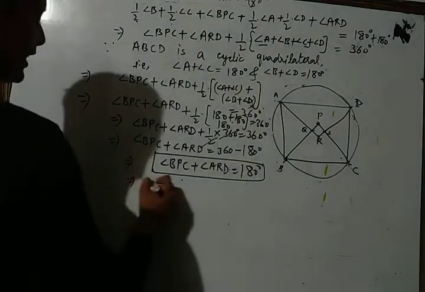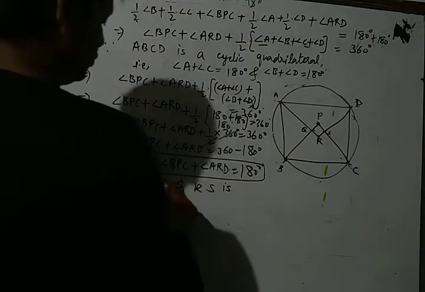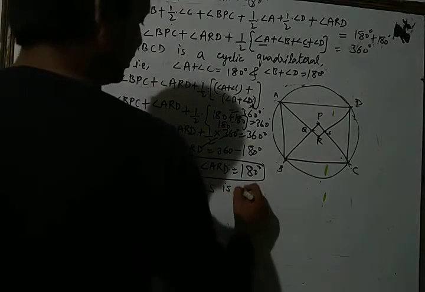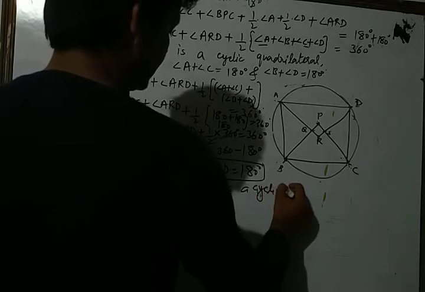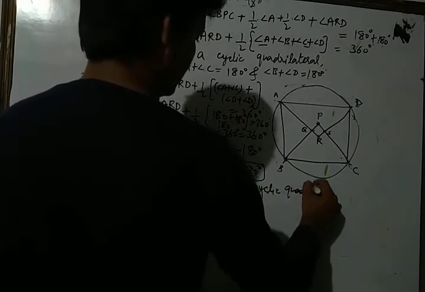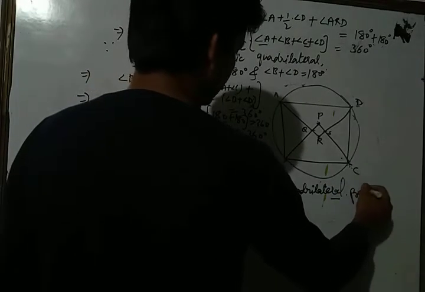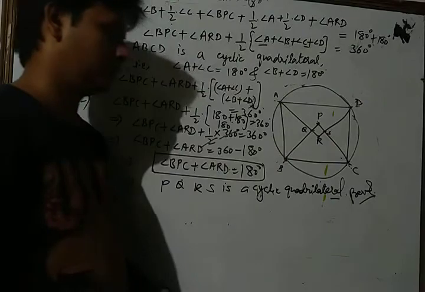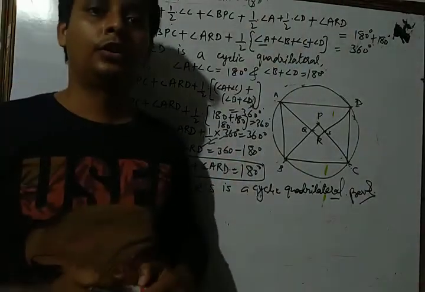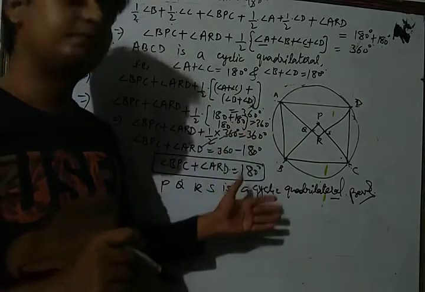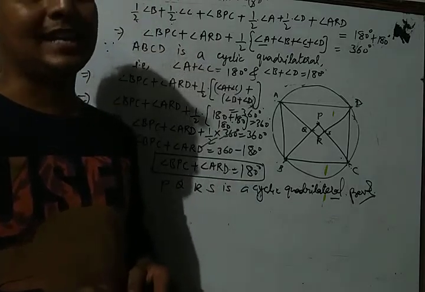So we can say that PQRS is a cyclic quadrilateral, hence proved. Okay. So dear students, in this way we proved that theorem. This is one of the most important theorems of your NCERT exercise.